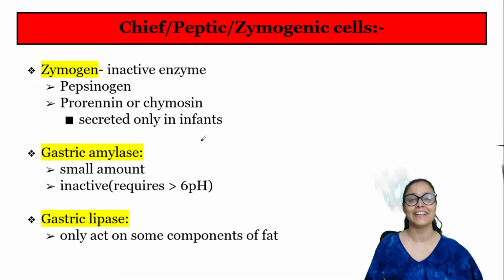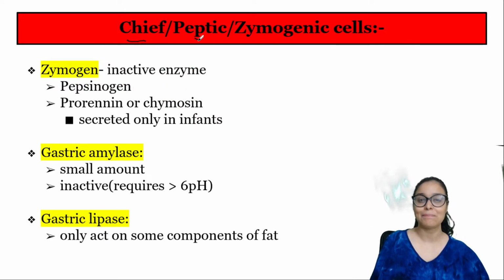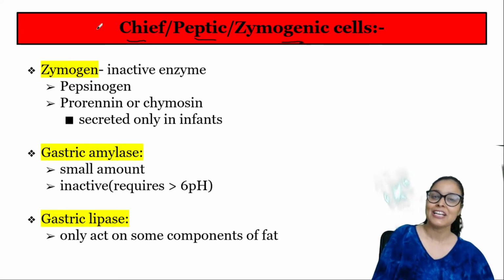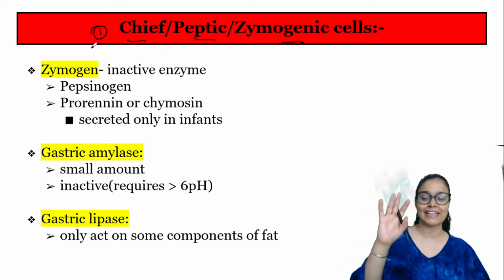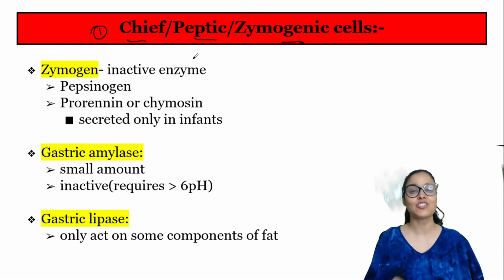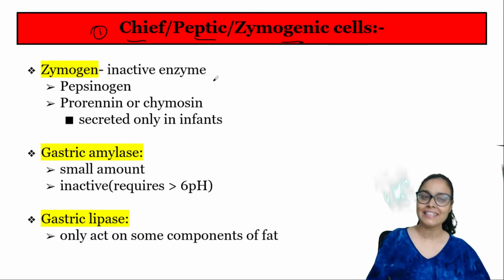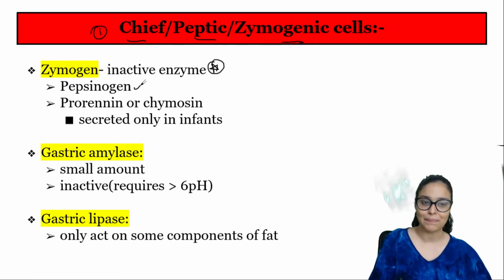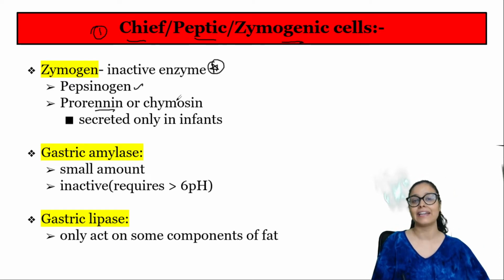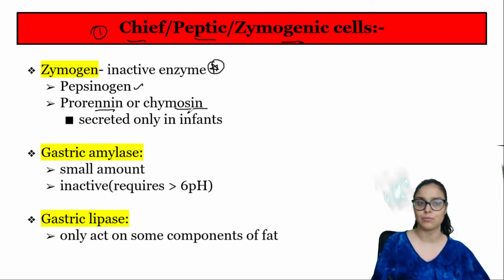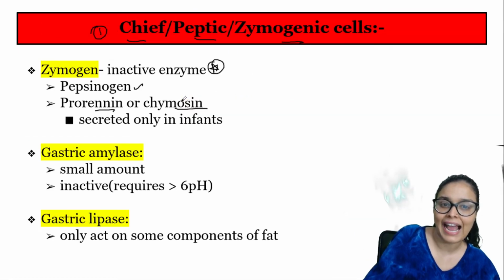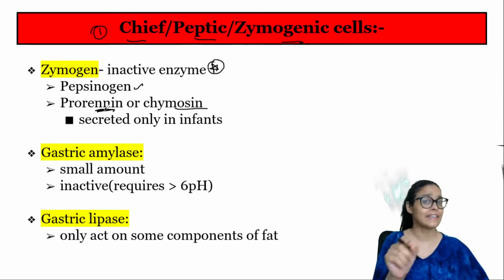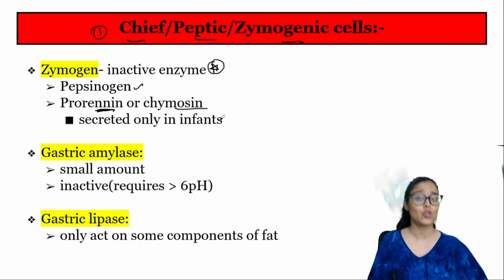Now I'll be taking you ahead. We will see the chief cell, peptic cell, zymogenic cell first, and I'll tell you all the things in detail. So let's start with the first cell of the gastric gland, which is the chief cell, peptic cell or zymogenic cell. Zymogen cells secrete inactive enzymes, not activated at all, like pepsinogen and prorenin, also known as chymosin. Remember, this renin has a double N. The double N renin is here, and the single N renin we will use in the kidney, so obviously there is a difference.